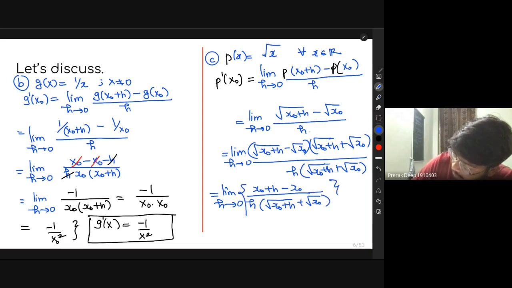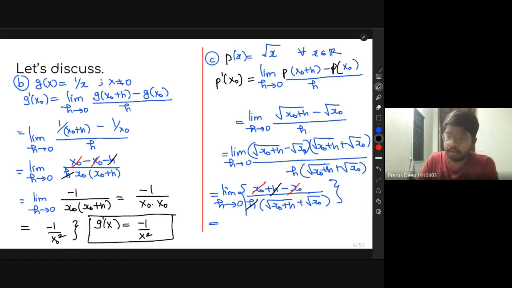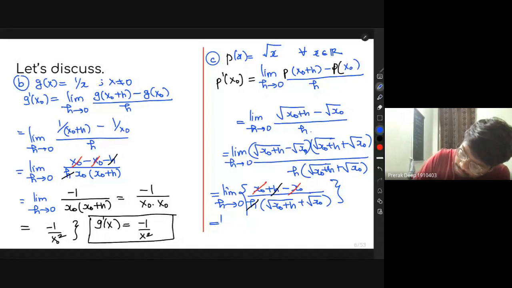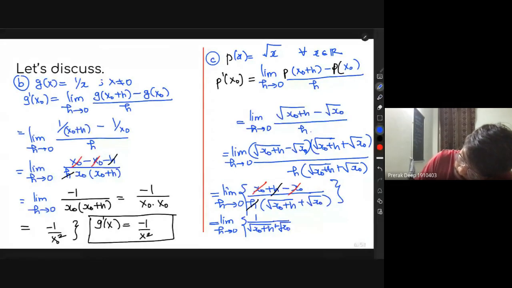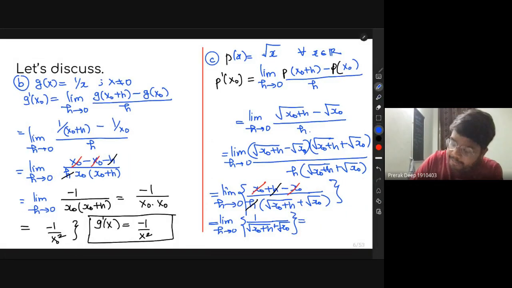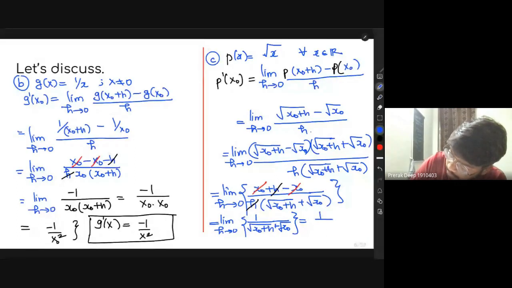Okay, so again I can cancel this x naught by minus x naught. Now this h cancels out in the second step. So what I am remaining with is this limit. I am remaining with 1 over x naught plus h plus x naught, which, as h tends to 0, will be equal to 1 over 2 square root x naught.